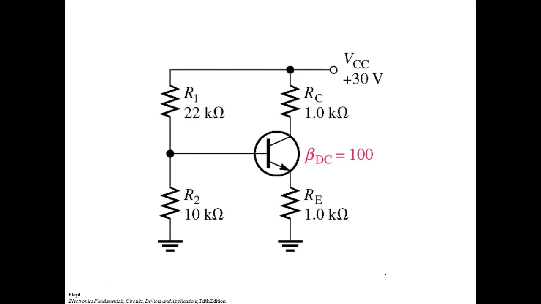So calculate this for me. What do we want to know about this thing? What do we need to know? What are we going to calculate? We're going to calculate IB, right? Once we calculate IB, we need to calculate IE. Once we calculate IE, we're going to calculate VC. Once we calculate VC, then we need to be able to calculate VCE.